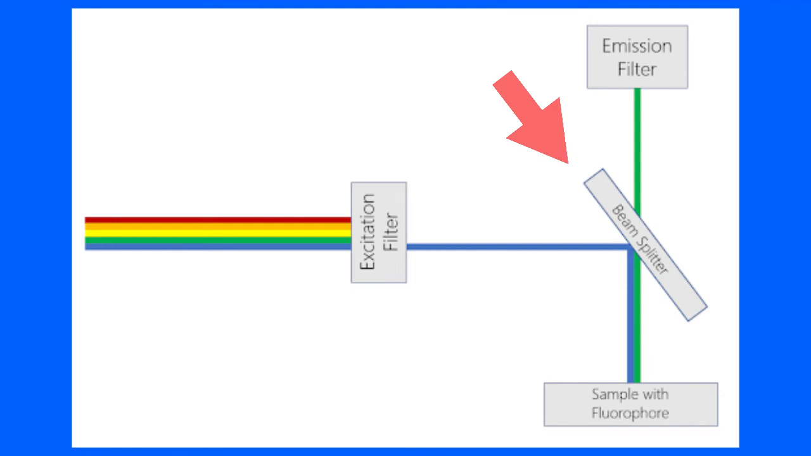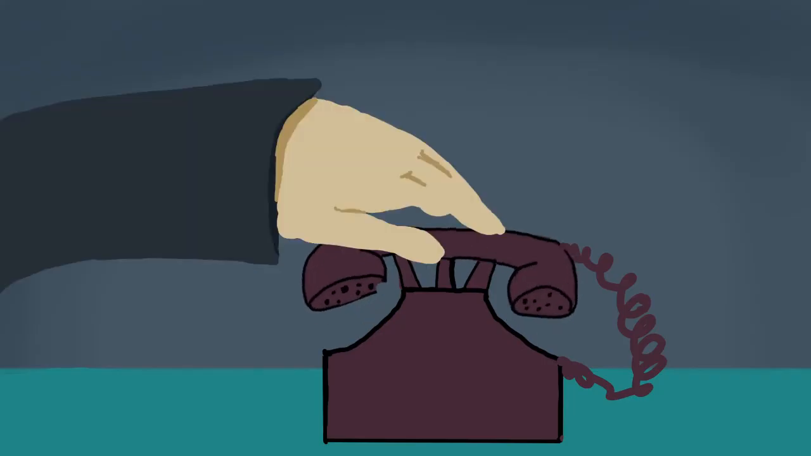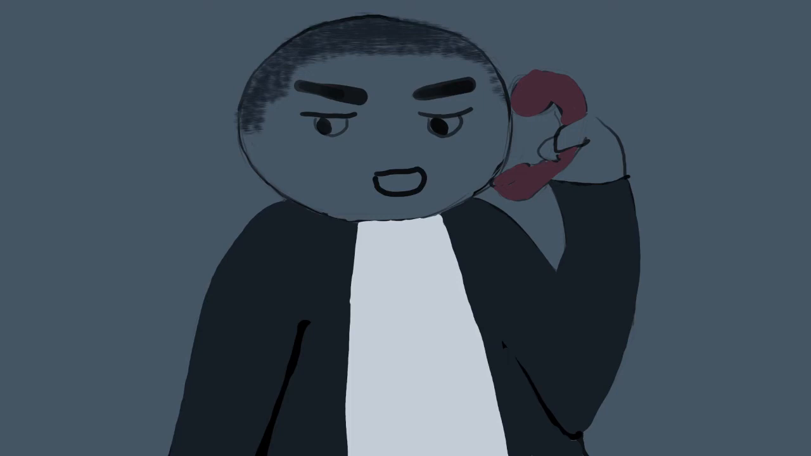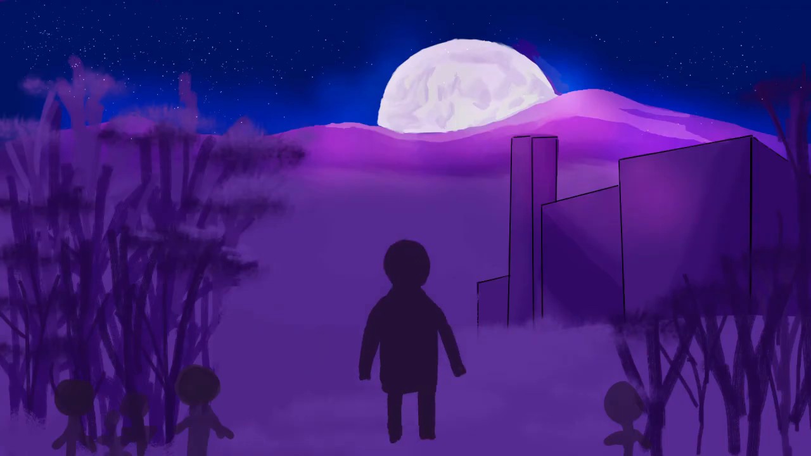The emitted photon has a slightly longer wavelength than the excitatory photon, which allows it to travel through the beam splitter. Finally, an emission filter keeps any unwanted wavelengths out of your eye, improving the quality of the image. While Dornberger and his new friend were busy geeking out over microscopy, the CIA was immediately notified of alien activity and broke into the laboratory.